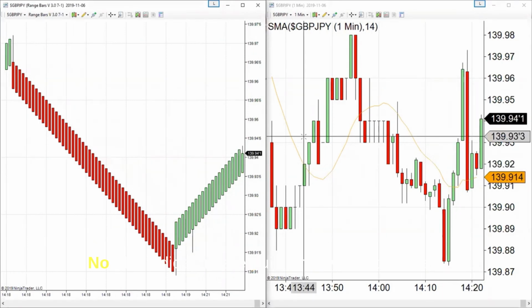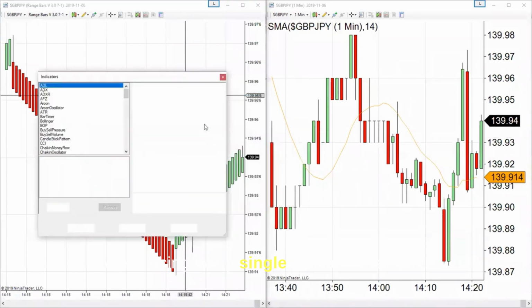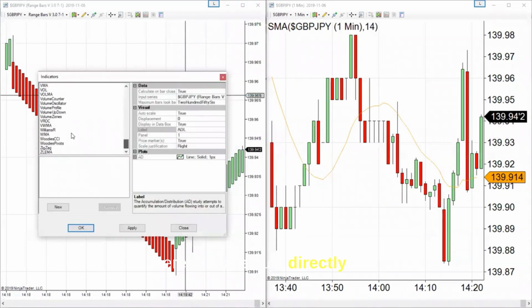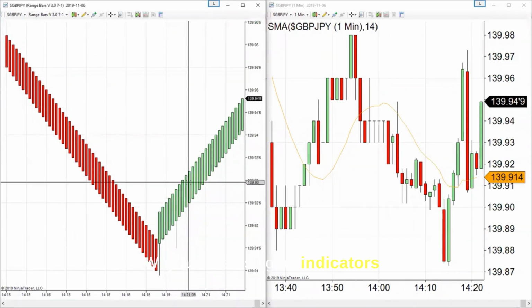No, the indicators are built directly into the chart. So the question was, are we using indicators? We're using every single indicator available. So we have all these indicators here that are built directly into these candlesticks to determine the direction. Why are we using all indicators?